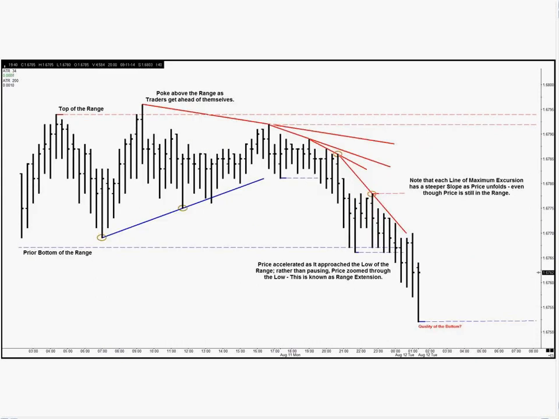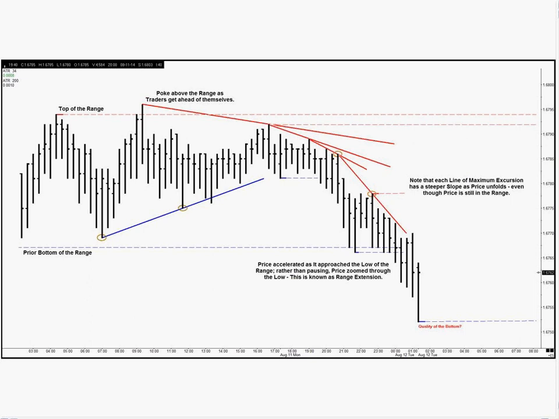And sure enough, as it approaches the low, price accelerates. It runs through the range. Rather than pausing, price just ran through the bottom of the range. There apparently were no prior buyers. Did the rest of the market know anything?